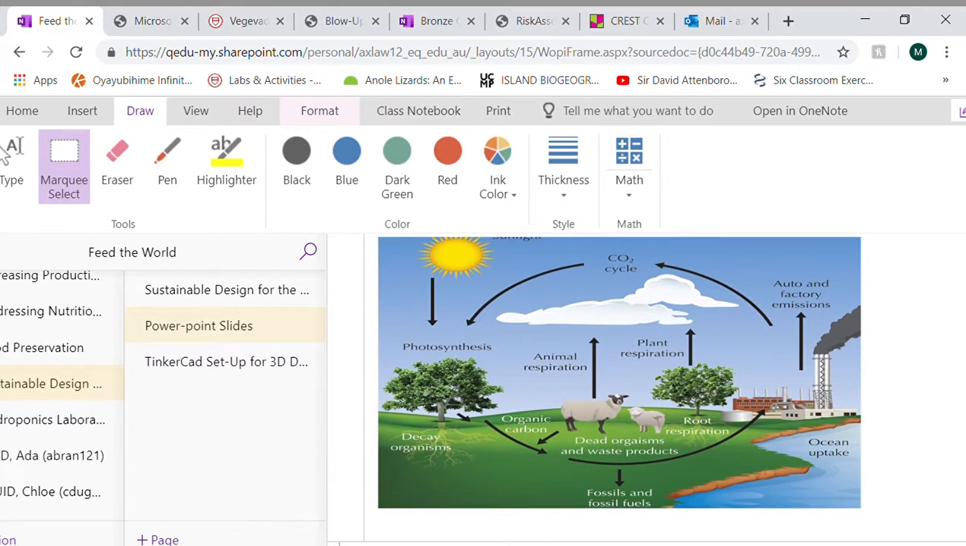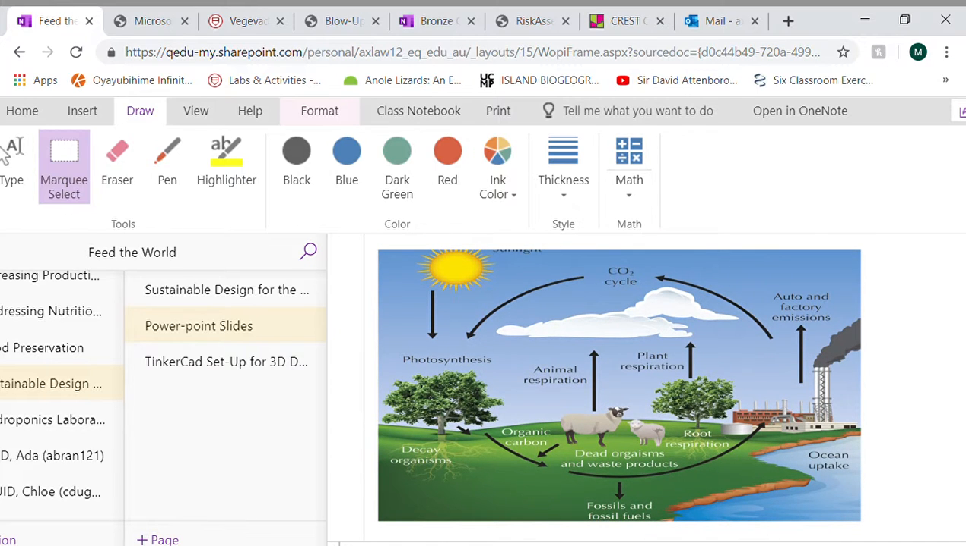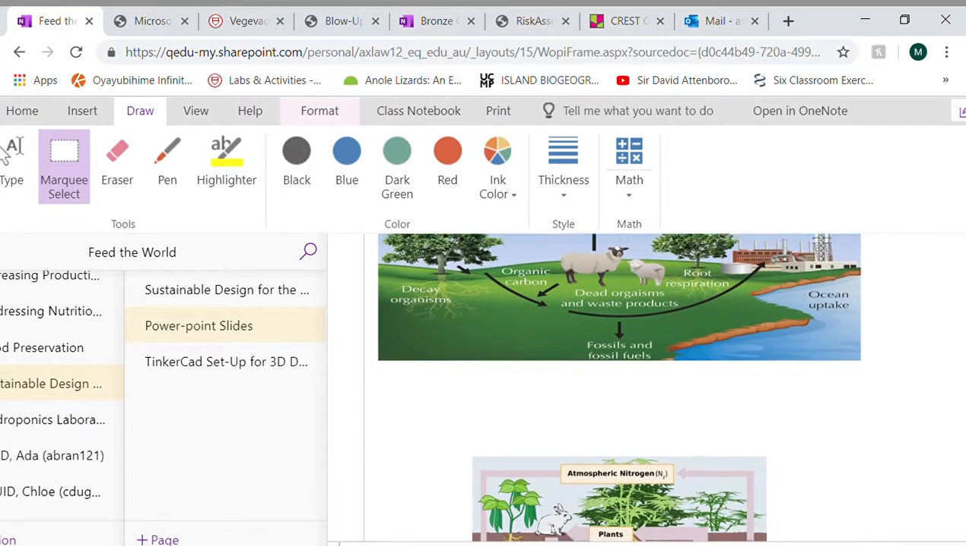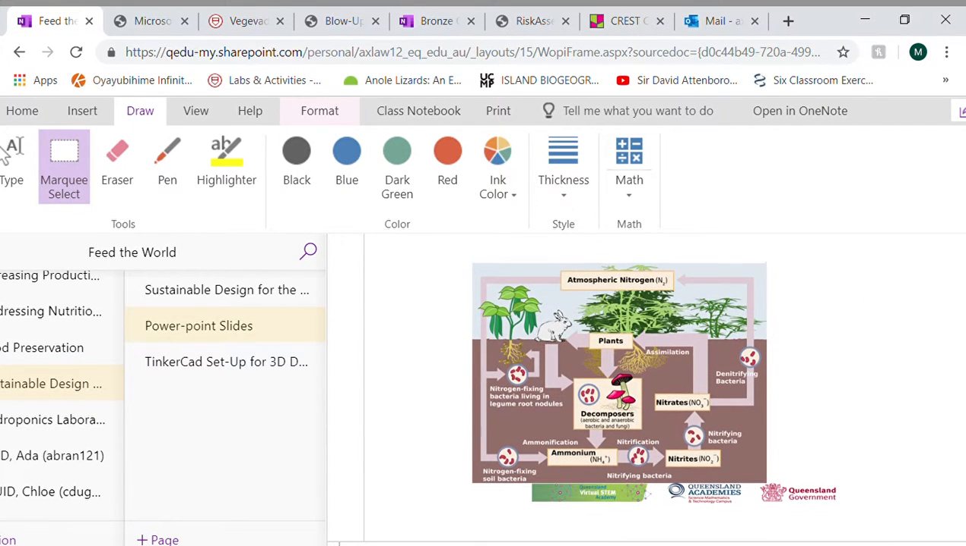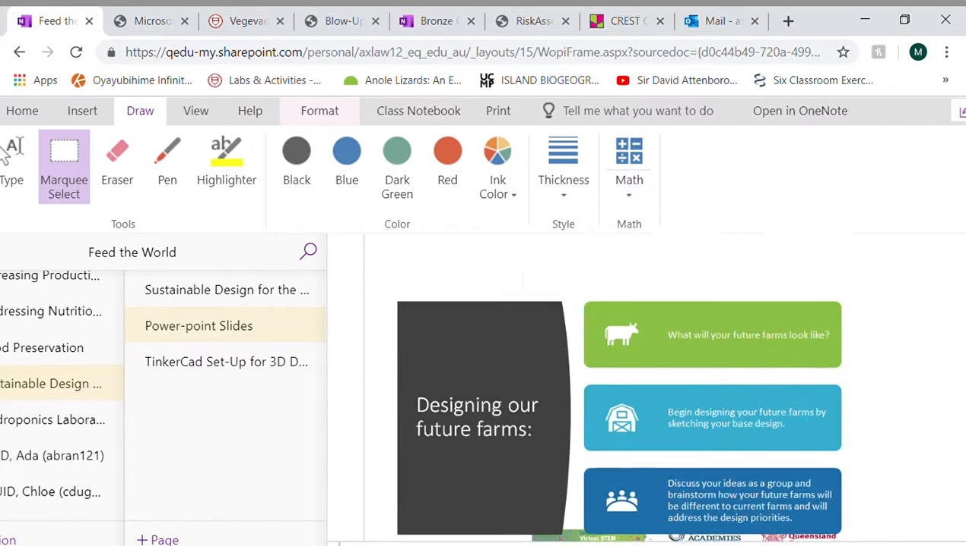The CO2 cycle, so where you have the decay of organisms, and then they move into root respiration and plant respiration, and uptake by the ocean. And also some of them took into account the nitrogen cycle. So we have nitrogen fixing bacteria, and then they'll move into the plants, and then the plants will decompose, and then you'll have denitrifying bacteria. So there's a few things that your future farms will need to take into account if they're to be sustainable.